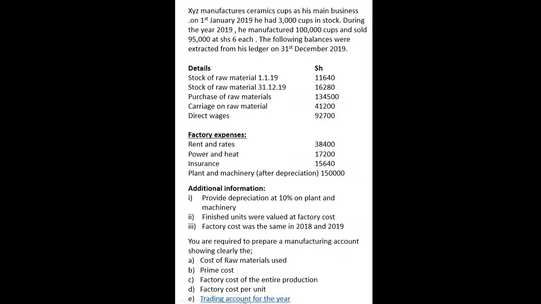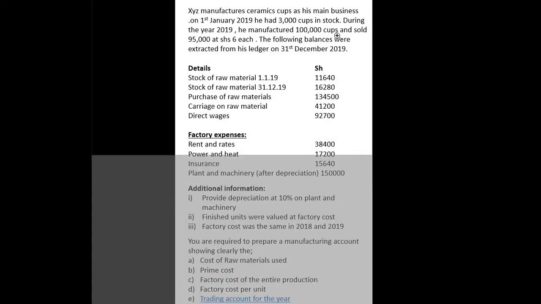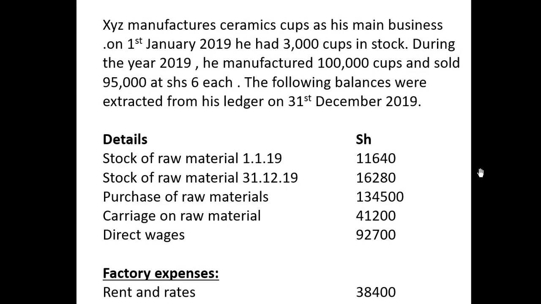Ladies and gentlemen, now let's do an example of manufacturing account. XYZ manufactures ceramic cups as his main business. On 1st January 2019, he had 3,000 cups in stock. During the year 2019, he manufactured 100,000 cups and sold 95,000 at 6 shillings each. The following balances were extracted from his ledger on 31st December 2019. And here is the information.